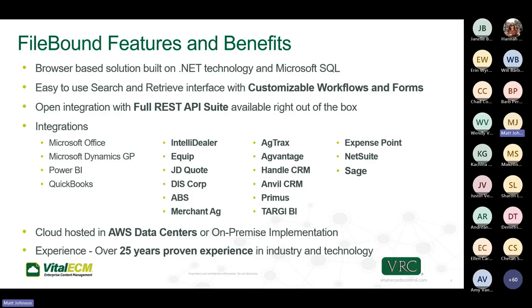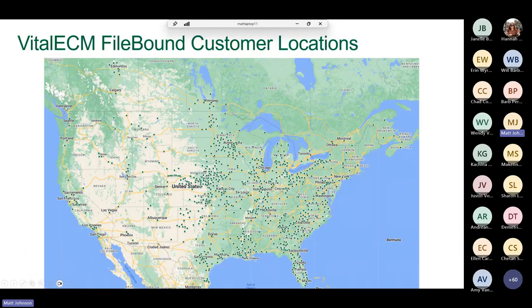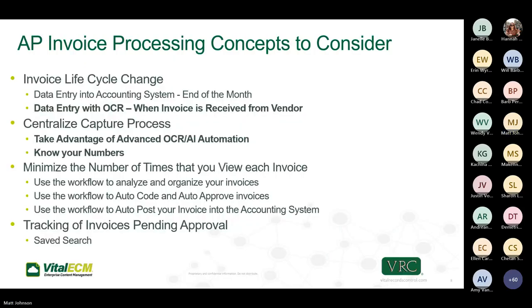Those are things that we can handle in just a simple professional services engagement, which is nice. And as we look at our footprint of customers throughout the United States, you can see the green dots represent a company that is using FileBound through VitalECM through our division. And so today, when we're talking about the PSI, we're going to focus mostly on the AP invoice processing.